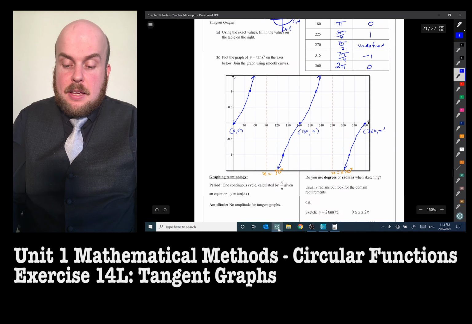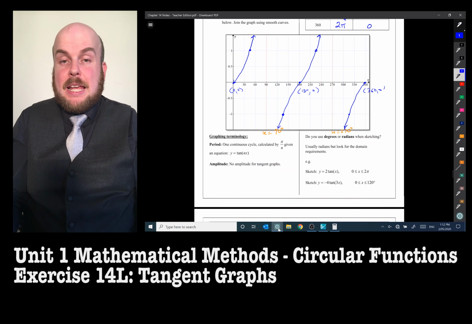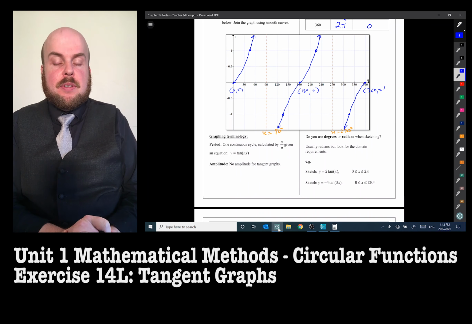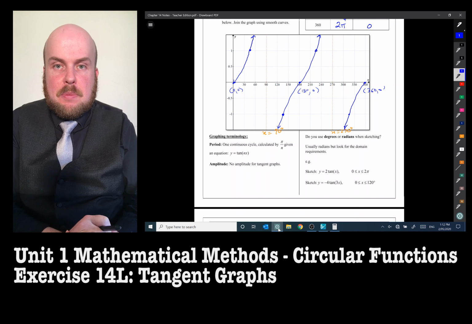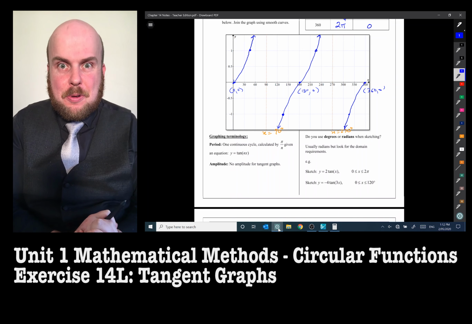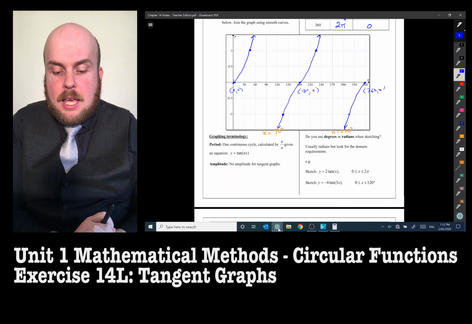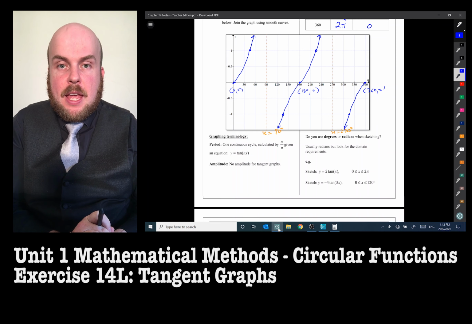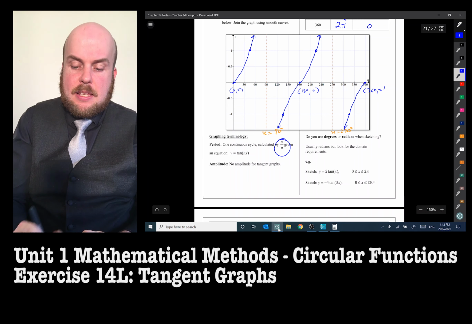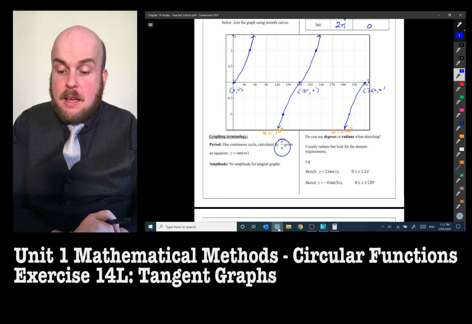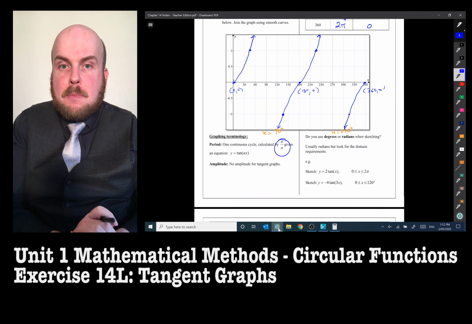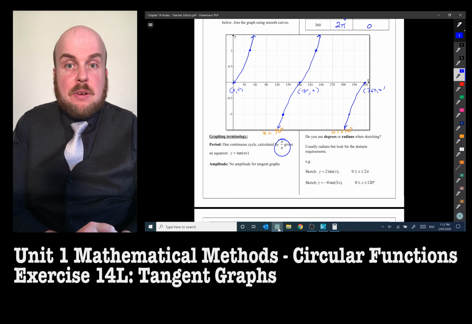And in a way, tan graphs are a little bit easier to draw. There's no amplitude for a start. So if you were to ask what's the amplitude of a tan graph, it's a false question. There is none. The period is a slightly different calculation. Instead of 2 pi divided by n, it's equal to pi divided by n. Fun fact, every period's worth is equal to the x-intercept.